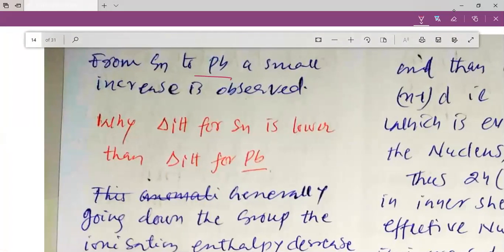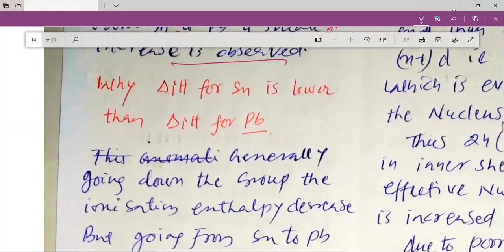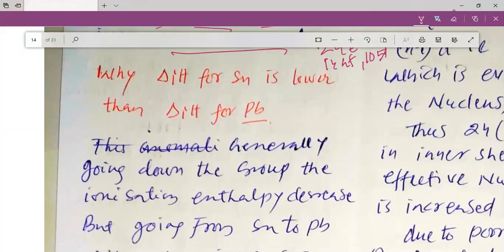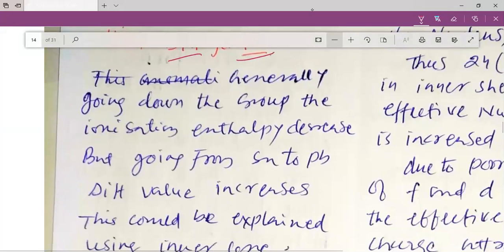From tin to lead, my dear students, a small increase is observed. This is a very important point. If you remember, when we go down the group, the value generally decreases, but from tin to lead, a small increase in the ionization enthalpy is observed, and that is because of the 24 electrons filled into the inner shell, 14 in 4f and 10 in 5d. Why is the first ionization enthalpy of Sn, or tin, lower than that of lead? So let us understand this concept, my dear students.